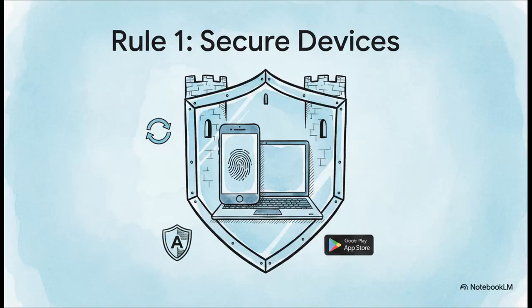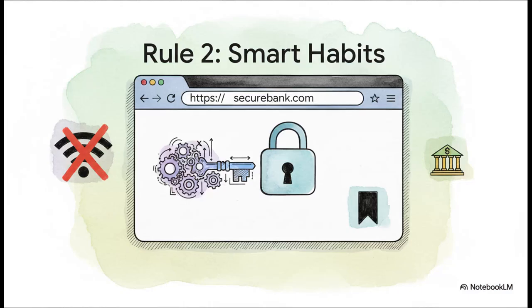Rule number 1 is all about building a little fortress around your devices. So this means keeping your software updated. You know, those notifications you get, they often have really critical security fixes. Always use a screen lock like a PIN or your fingerprint. And finally, only download apps from the official places like the Google Play or Apple App Store to avoid any nasty software.